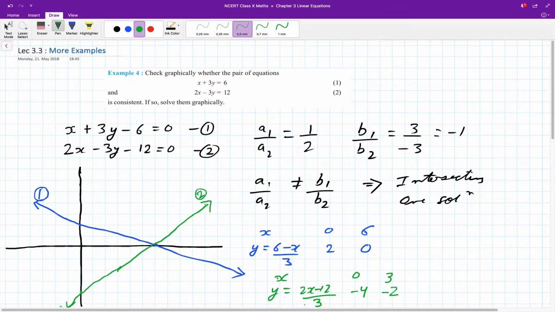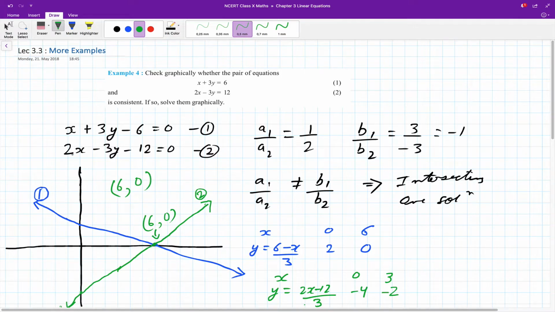And for equation 2, you have y as 2x minus 12 by 3. So x as 0 gives minus 4. So this is the first point, (0, -4), and (3, -2) is somewhere here. So you get these two points, and if you just extend them, then you'll get the second straight line. And here you can find the intersecting point will be (6, 0). So yeah, this is our solution for this pair of equations.